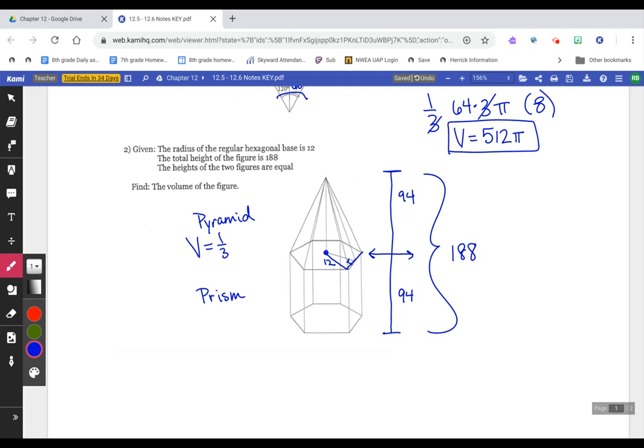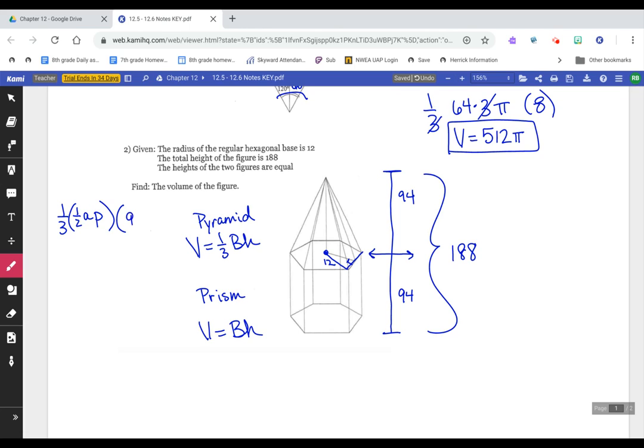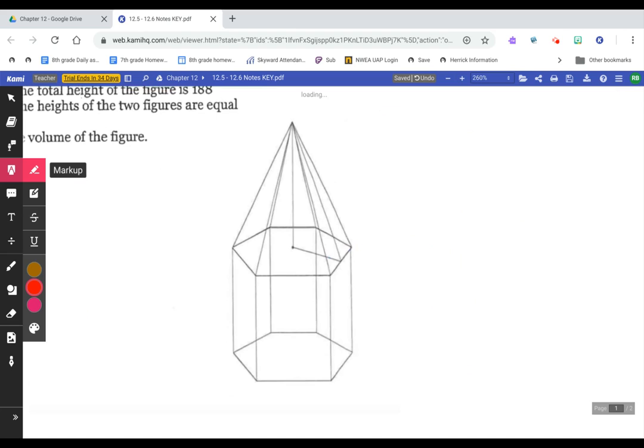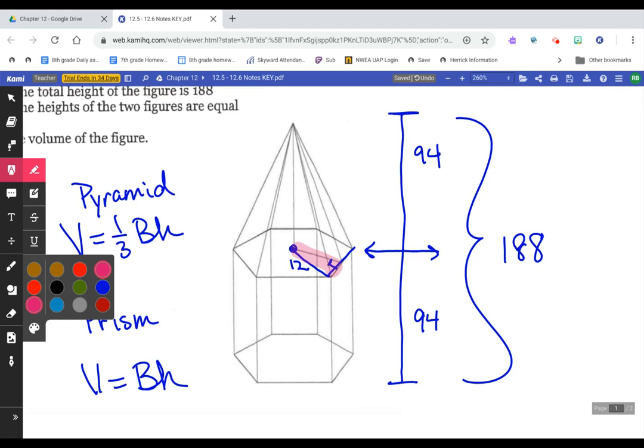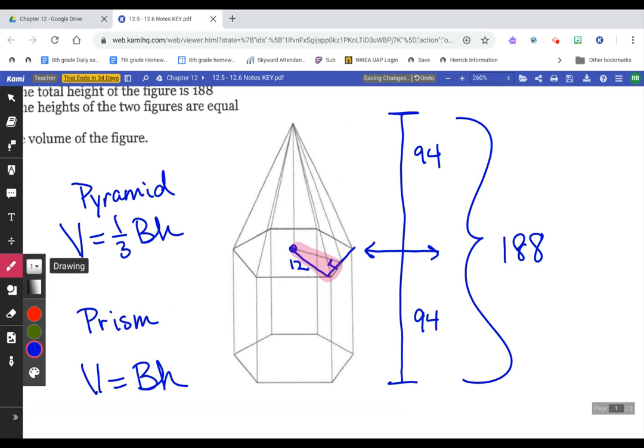This will be 1/3 the area of the base times height, and this will be the area of the base times the height. So for the pyramid, let's do 1/3 times the area of the base, which is going to be 1/2 your apothem times your perimeter because it's a regular hexagonal base, and then the height is going to be 94. Okay, so we actually don't have the apothem, but I'm going to take out this right triangle right here.